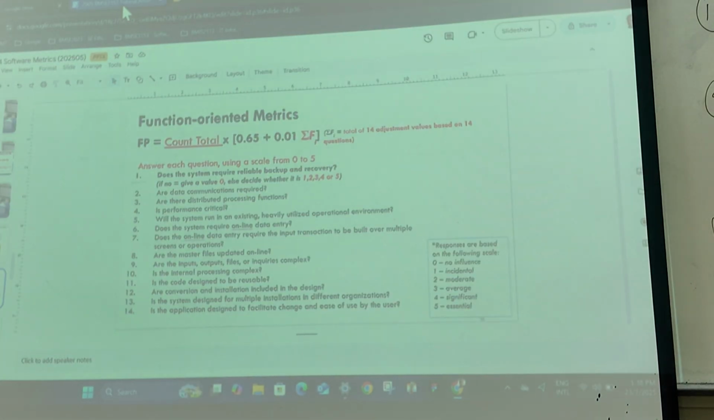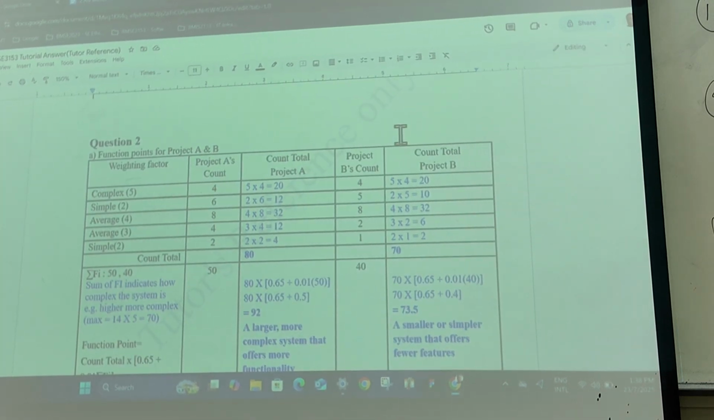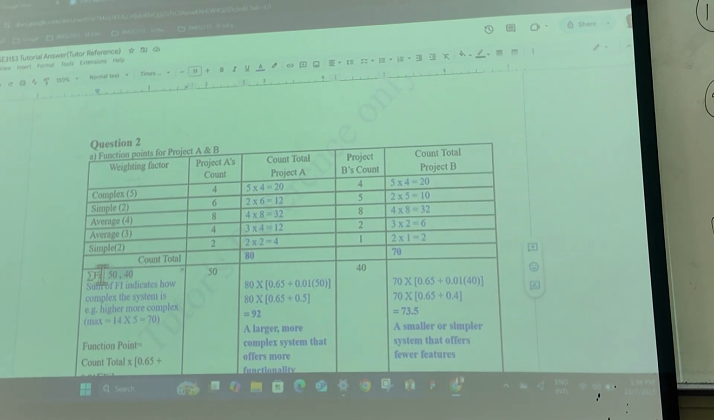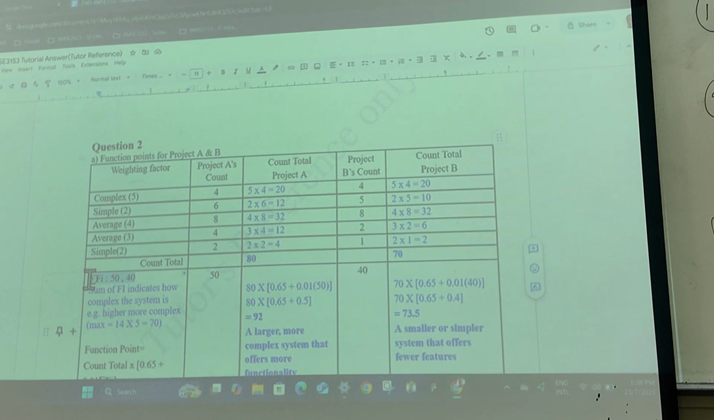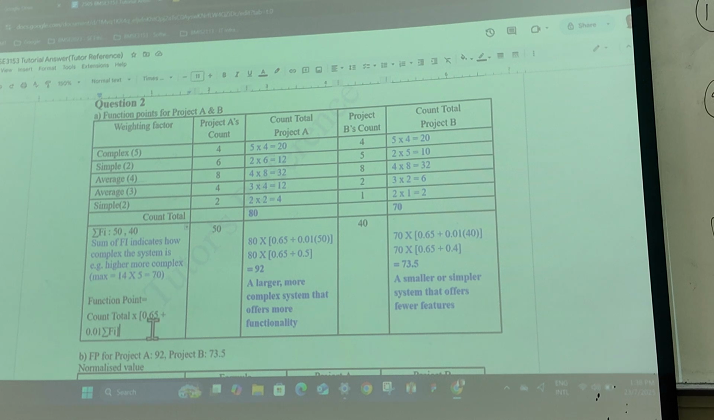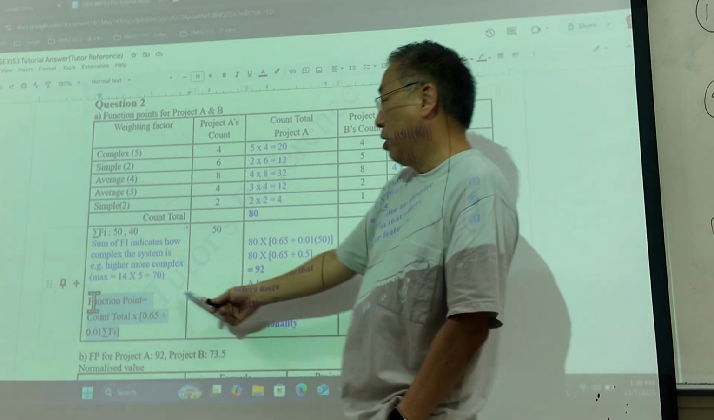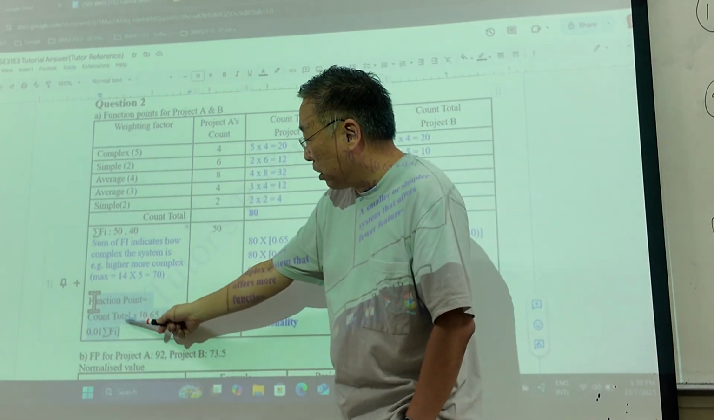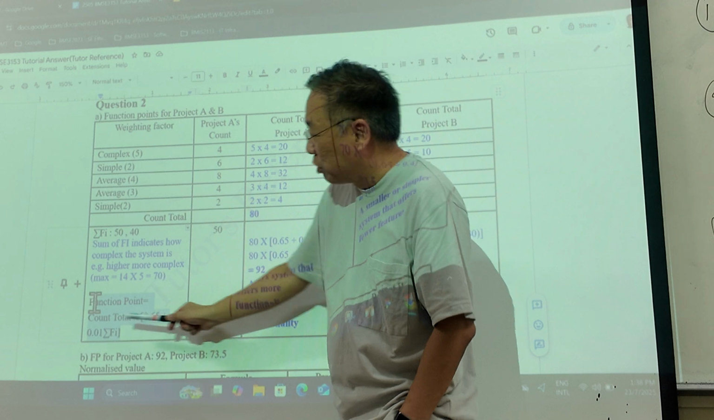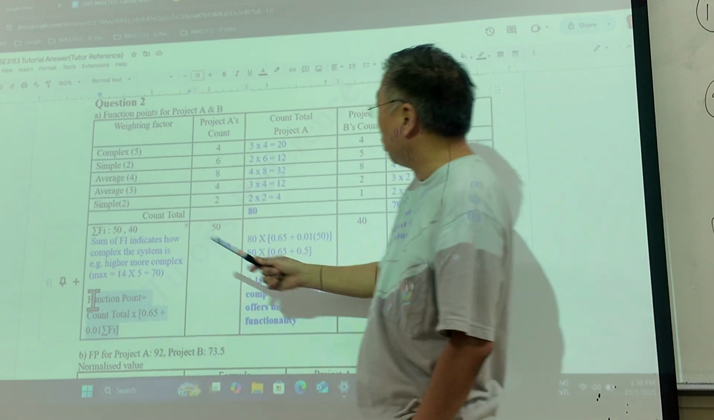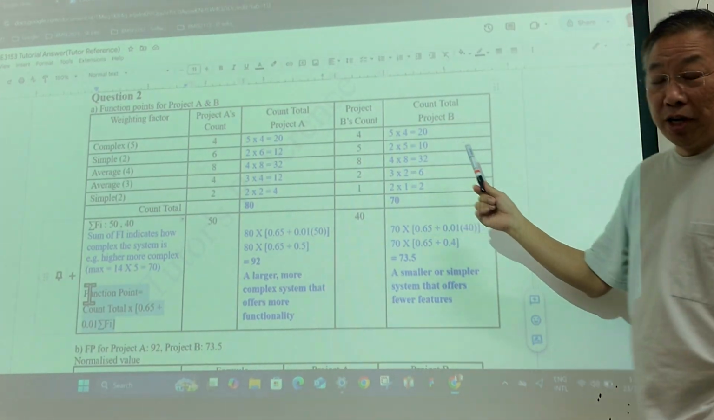I will go back to your tutorial here and show you. So in this case, it's very easy for us because they don't ask you to calculate, they already give you the answer, the sum of Fi, right? Okay. So now, to calculate your function point, here is the formula. So now only we are calculating the function point. And the function point is the count total, which is this 80 or 70, multiplied by 0.65 plus 0.01 times the sum of Fi, which in our case is 50 for project A and 40 for project B.